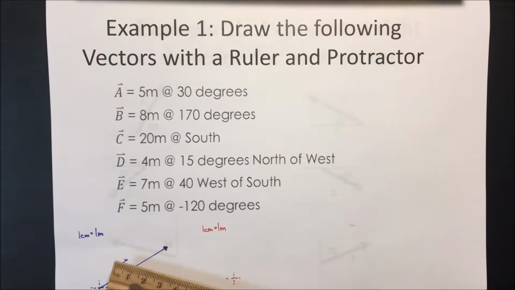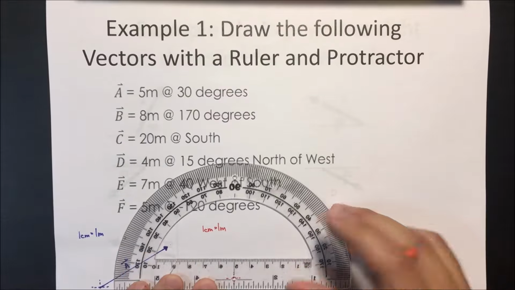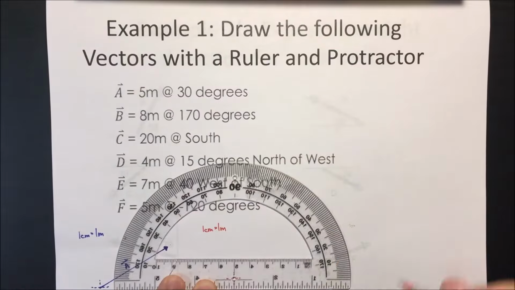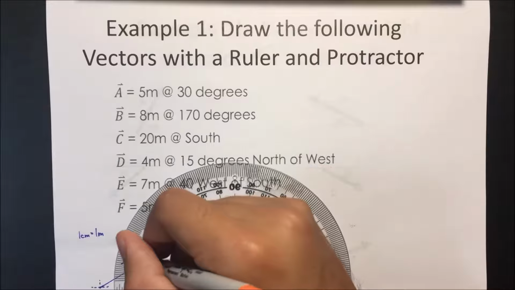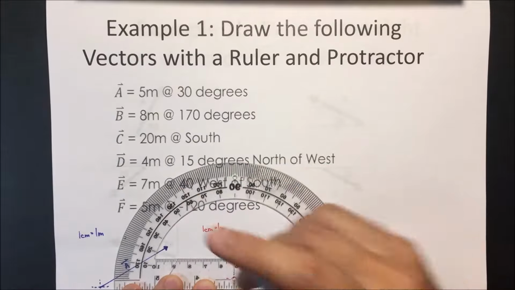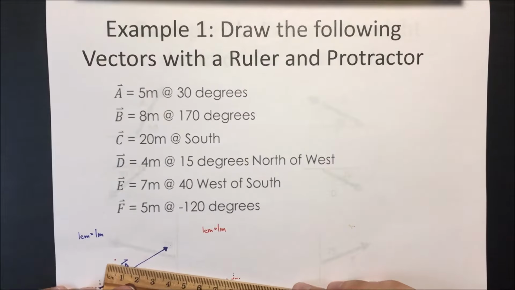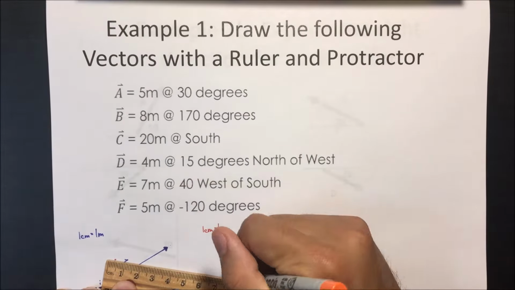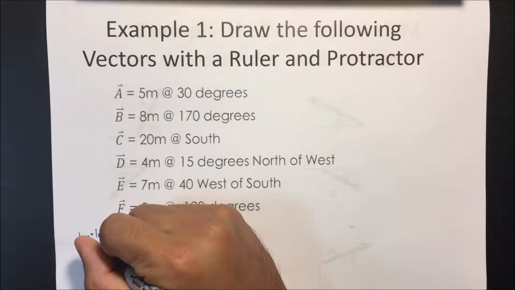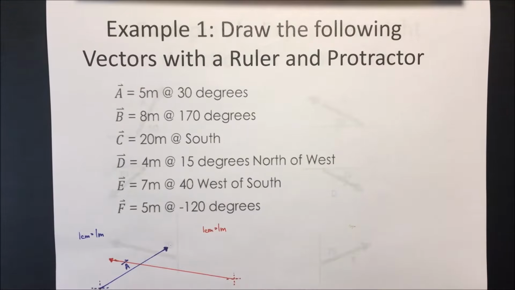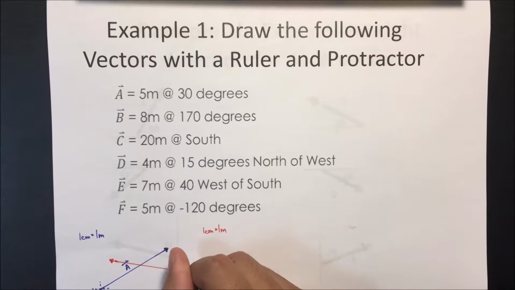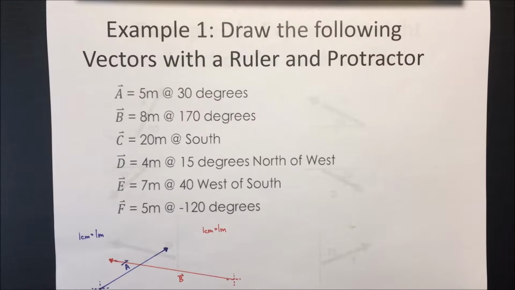Oh whoops, sorry, I have to find where 170 is. I put the cross section right there, and 170 is going to be almost completely the other direction. So 170 is going to be right here. I'm just going to mark it. Sorry, I had to cross it. So this one is B, like that, vector B.